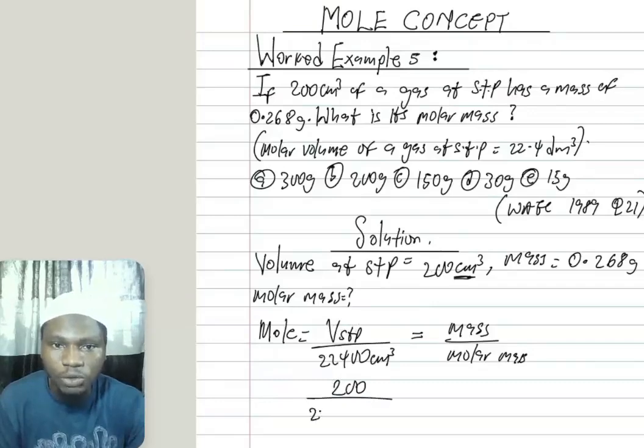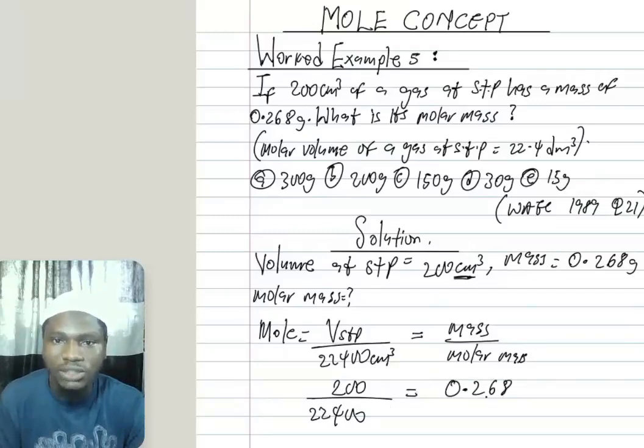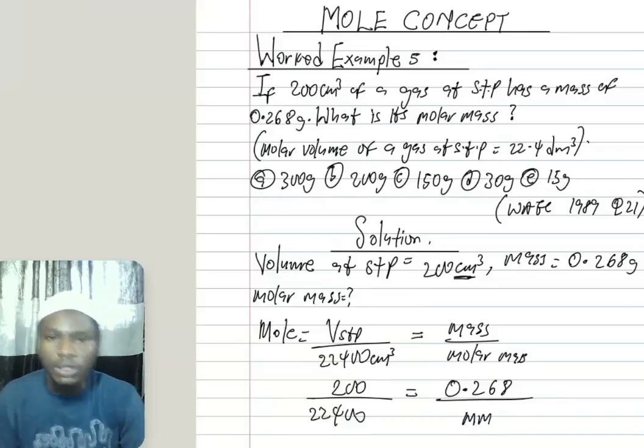Divided by, we have 22400 equal to the mass we have here, which is 0.268 grams, divided by the molar mass of the gas that we are asked to look for. So let me just say the molar mass is this, MM. So we are looking for this.